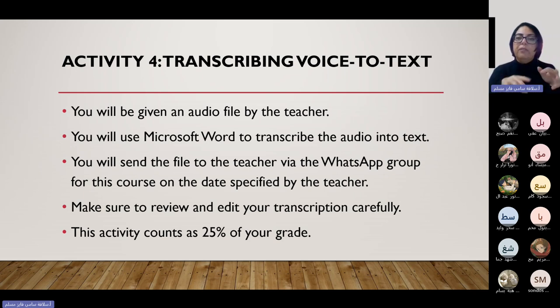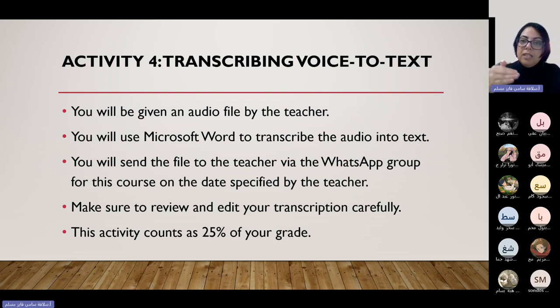For example, if I'm hearing someone speaking and he says, let me say, you have to put, let me say, okay? So everything you hear, you write it down. Then you will send this file on the WhatsApp.